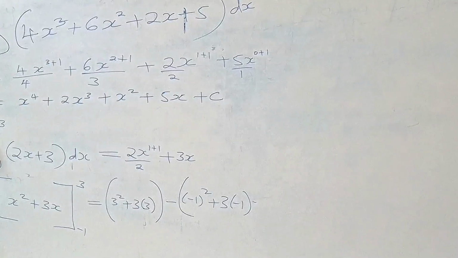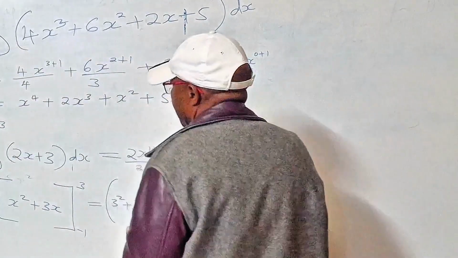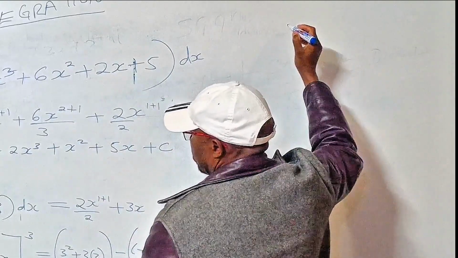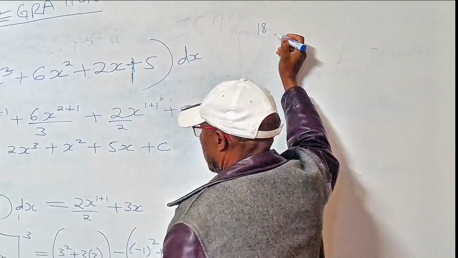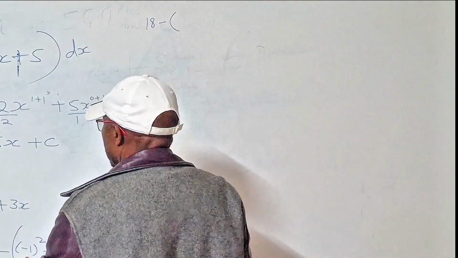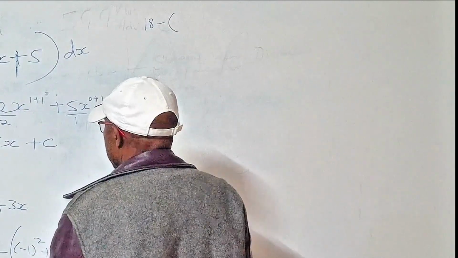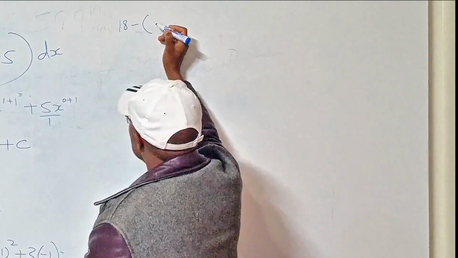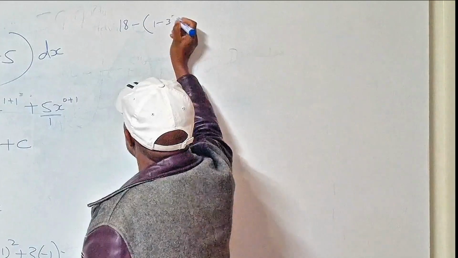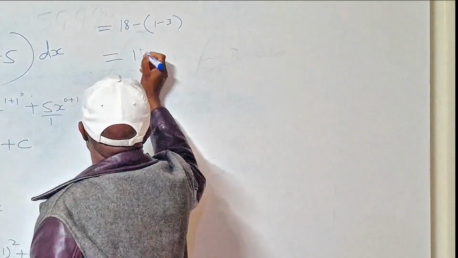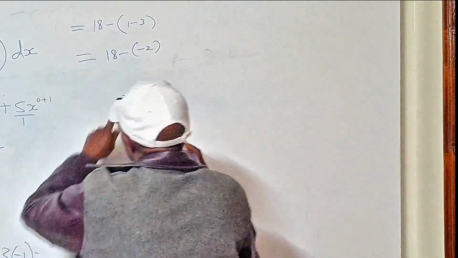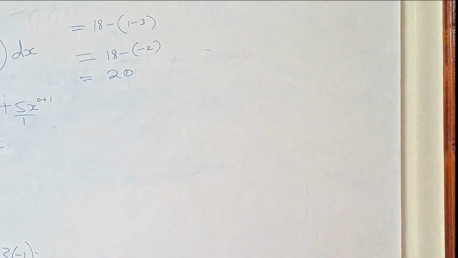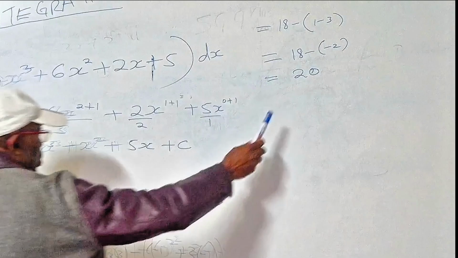Opening the bracket now, we have 9 plus 9, so that is 18, minus, we have a bracket here, this is 1 minus 3. This is -1 squared is 1, plus 3 times -1 is -3, so we'll have 1 minus 3. So it will follow to be 18 minus -2. So minus and minus becomes plus. So you get the solution as 20. And this is what we are calling the definite integral, because we are getting the solution as 20.